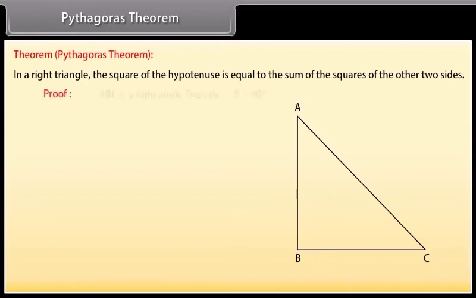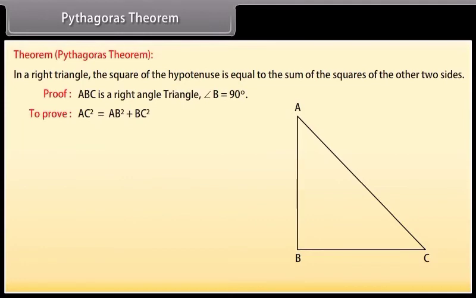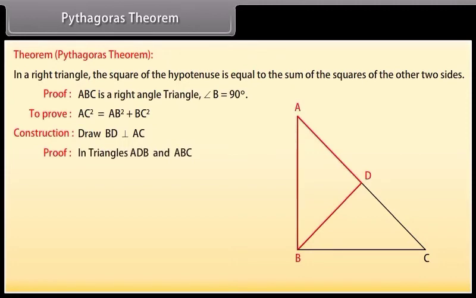Proof. ABC is a right angle triangle. Angle B is equal to 90 degrees. To prove, AC square equals AB square plus BC square. Construction. Draw BD perpendicular to AC. Proof. In triangles ADB and ABC, angle A is equal to angle A, common. Angle ADB is equal to angle ABC, each 90 degrees.